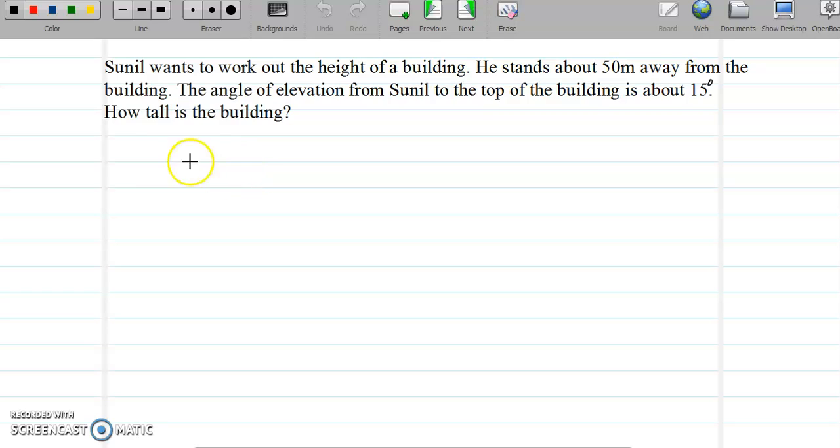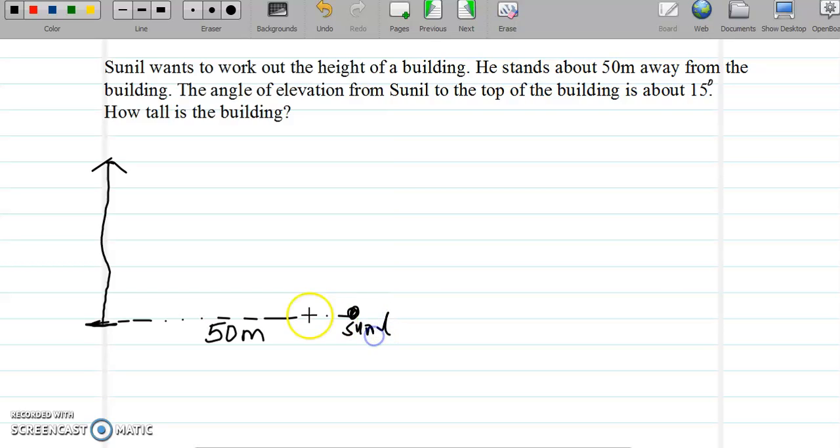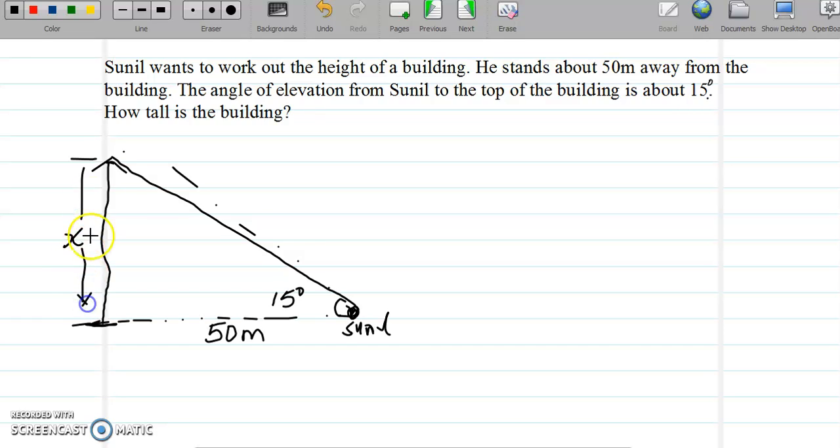Okay, in this case, if I have this to be the building, and Sunil is standing 50 meters away. This is Sunil, standing 50 meters away from the building, and we find that the angle of elevation from Sunil to the top of the building is 15 degrees. So we are asked to find how tall the building is. So this is the building, and we are finding the height of the building.